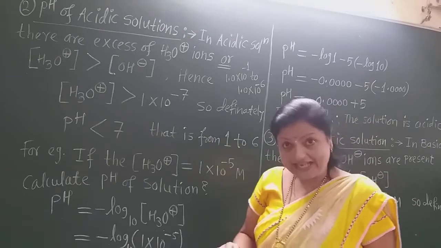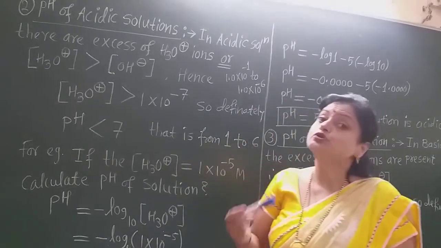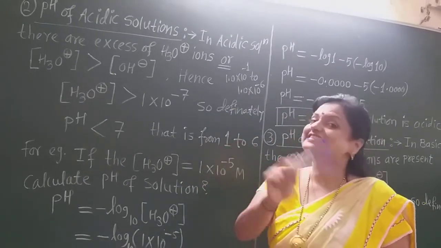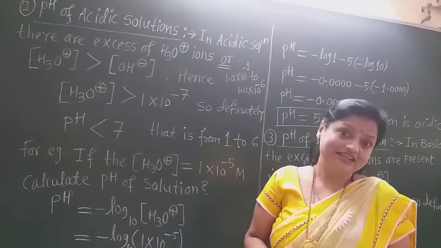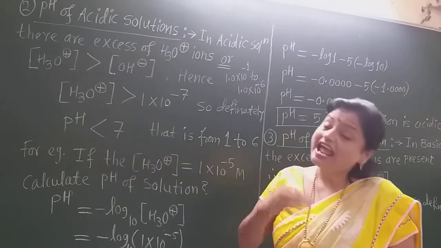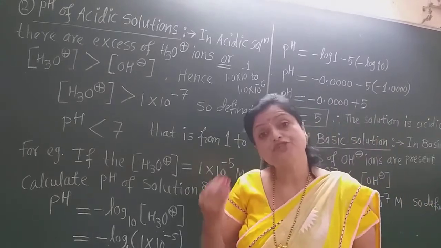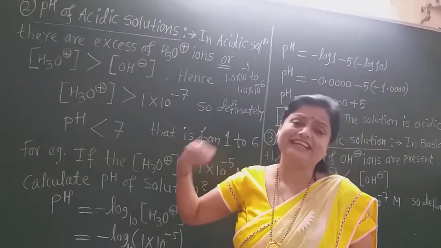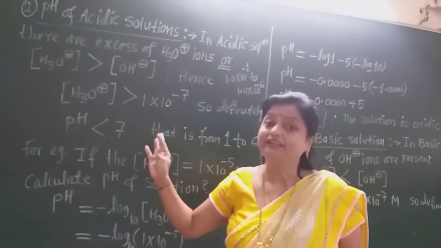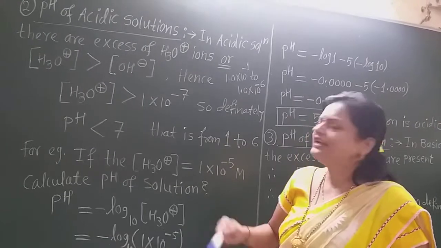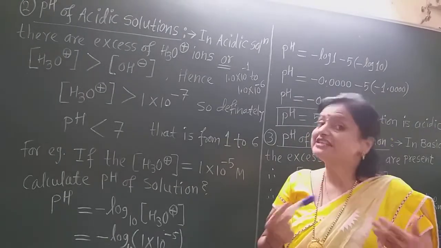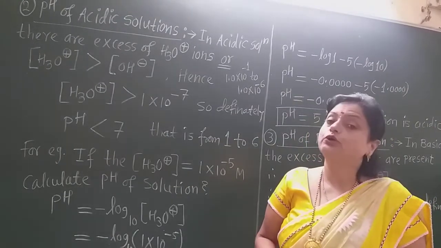The solutions having the pH from 1 to 6.9 are acidic in nature, and the solution having the pH 7 is neutral in nature, and the solutions which have a pH more than 7, such as 8, 9, 10 up to 14, are basic in nature. Remember, students. Now let us take one example of an acidic solution, how we can calculate the pH.